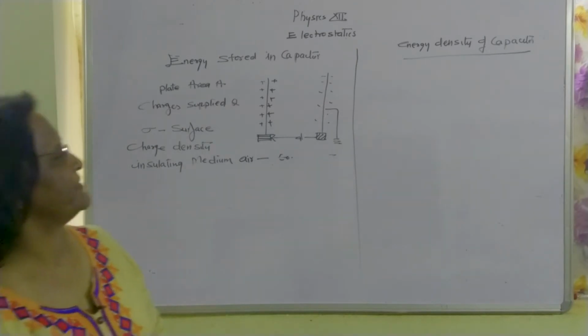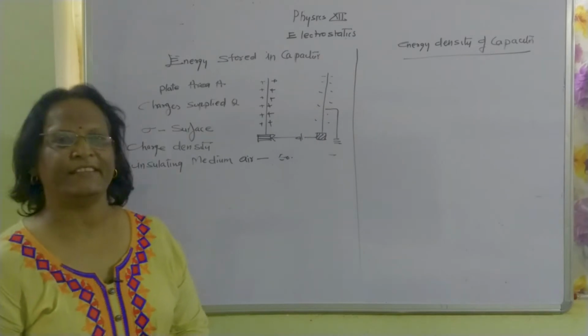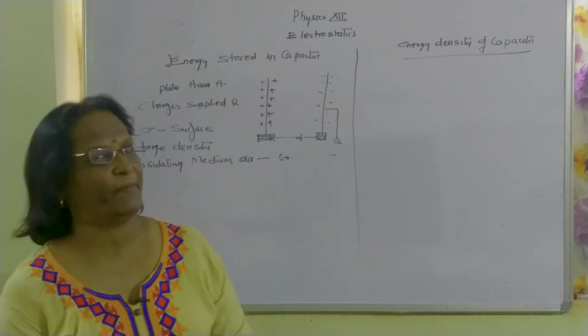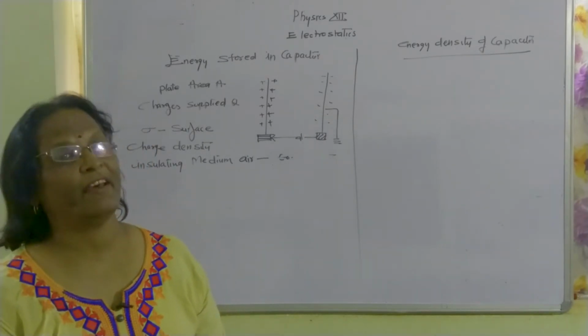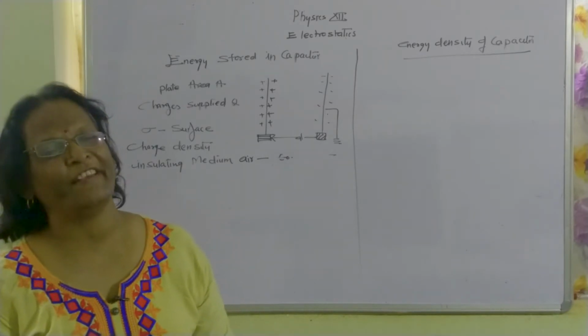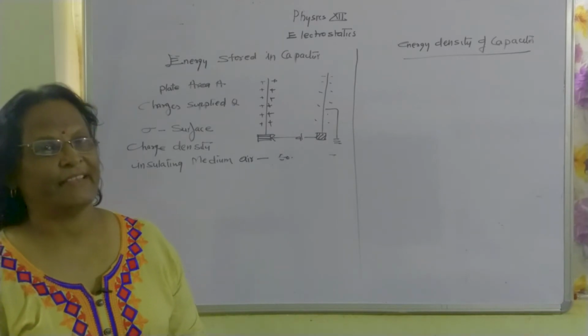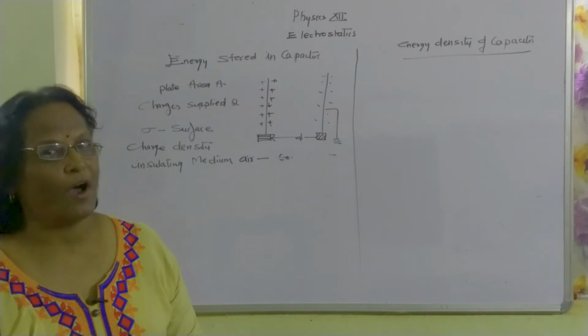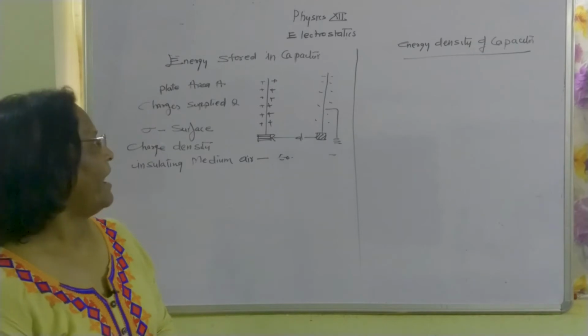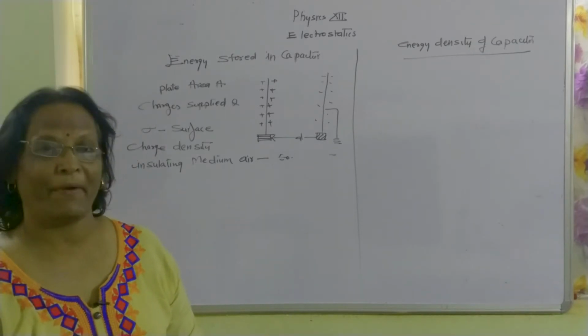Here plate distance is D, plate area is A, and these two conducting plates are separated by insulating medium. So whenever conducting plates are separated by insulating medium, it is always said to be a capacitor. The second plate should be connected to earth. I have written the heading there, energy stored in capacitor.